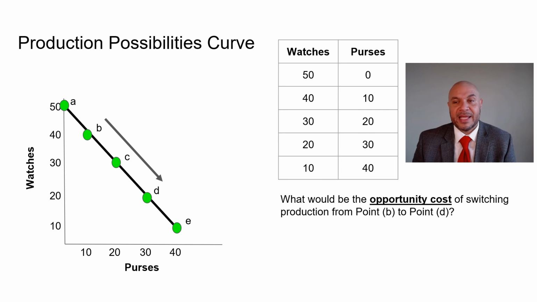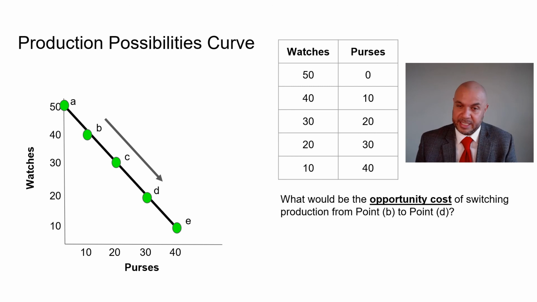Now, what would be the opportunity cost of switching production from point B? And let's kind of review this real quick. Point B, if you look at the graph, that's where 40 watches are being produced and 10 purses are being produced. So that's where we started. That's where they are producing currently. But we're about to switch. This company is going to switch production and produce a different amount of these items. So the question says we're switching from point B to point D.